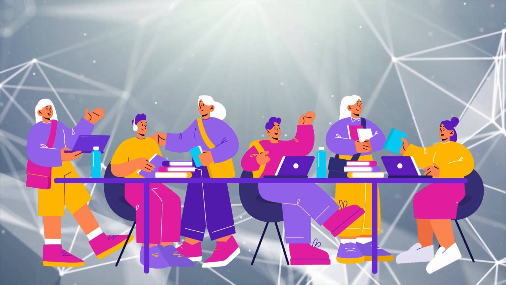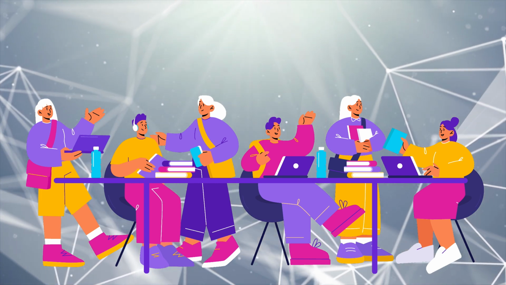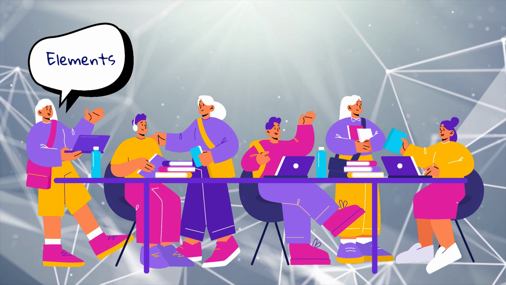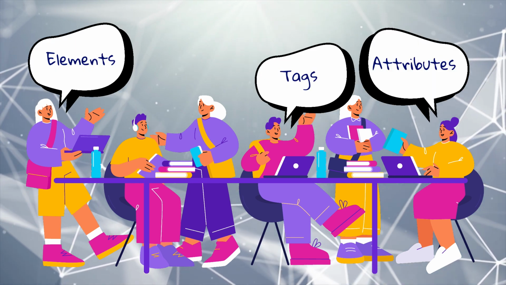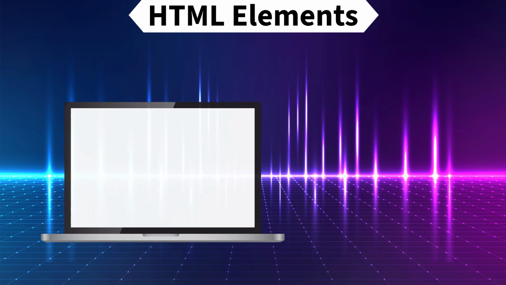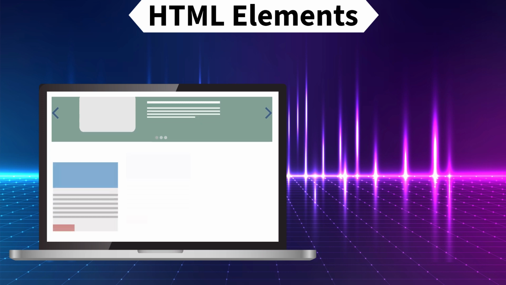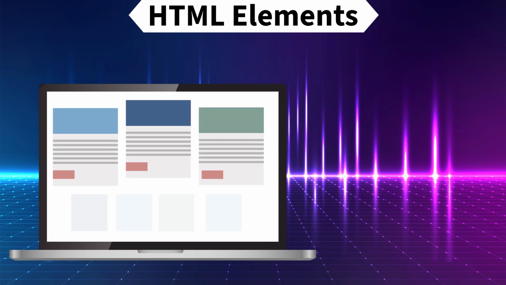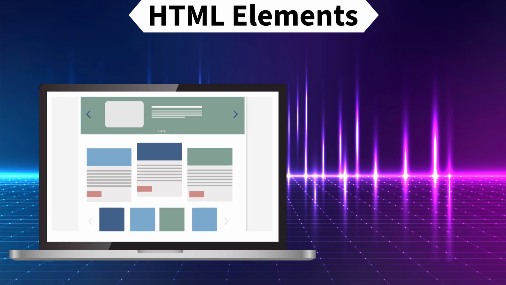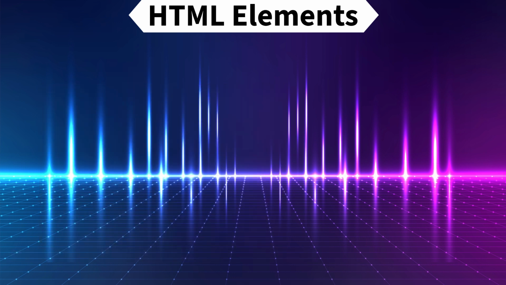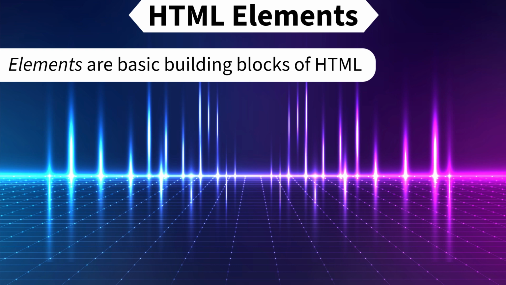If you ever listen to a web developer's conversation, you will most likely hear these three words: elements, tags, and attributes. Everything we view on the internet may be considered as HTML elements. For example, headers, paragraphs, images, and even videos. All of this can be treated as individual elements. These elements are the basic building blocks of HTML.